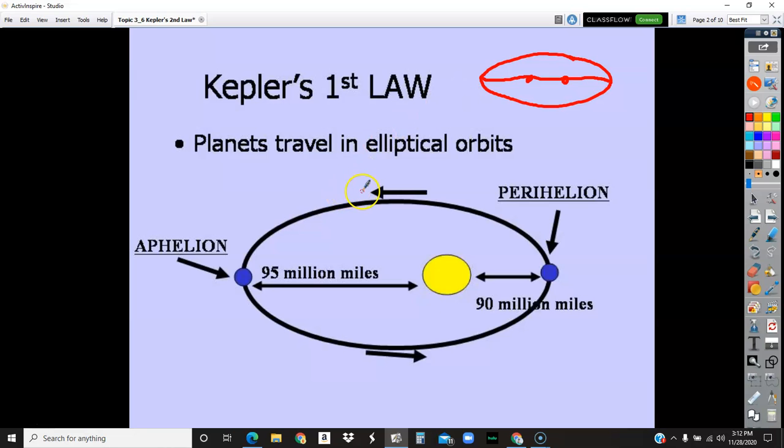Because all planets travel in an elliptical shaped orbit, a planet does not stay the same distance away from the sun, and that was also part of Kepler's first law. So the sun, I'll put an S, is at this focus. There'd be another focus over here, which has nothing. It's just to balance out the shape of the ellipse.